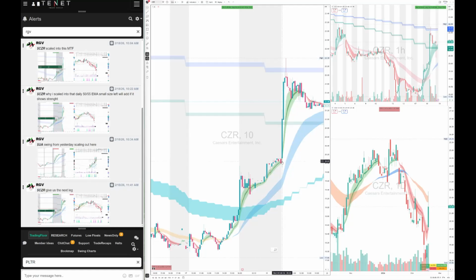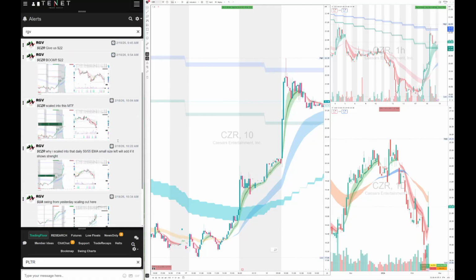See what's happening here. We're holding 20, right? You got long in right there. It stops right there. First MTF magnet and the second MTF magnet. Beautiful trade. This is called the MTF magnet setup on CZR there, and guidance by RGV. All right, so let's look at what else we were doing.